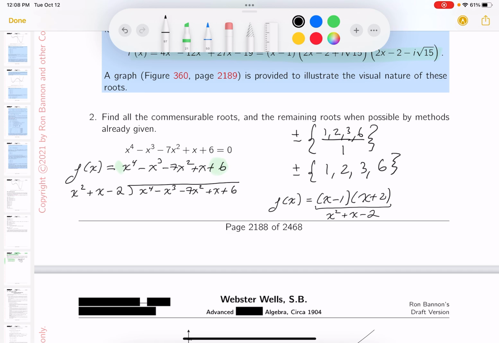Let's repeat. What times x squared gives you x to the 4th? X squared. This is called a depressed quadratic now. I started with a 4th degree polynomial, and I'm going to end up with a 2nd degree polynomial. What do you get over here? X to the 4th.